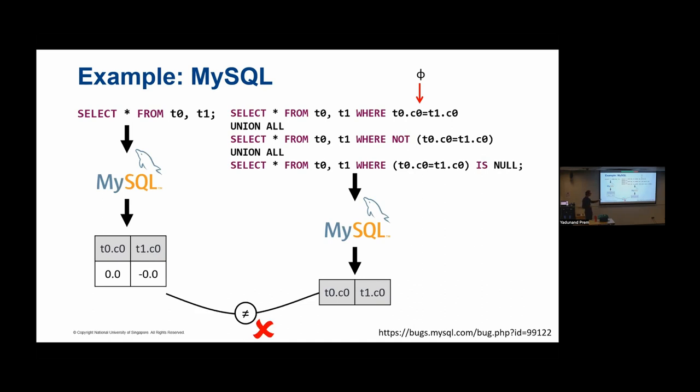And here MySQL returned an empty result. Right? And this is unexpected because we constructed the queries exactly in such a way that both of these should compute the same result. And this basically allowed us to report the bug to the developers without knowing exactly what went wrong, right? We could report this discrepancy.